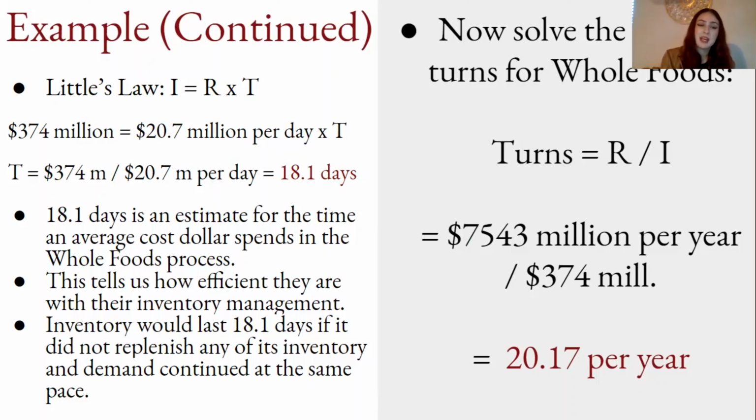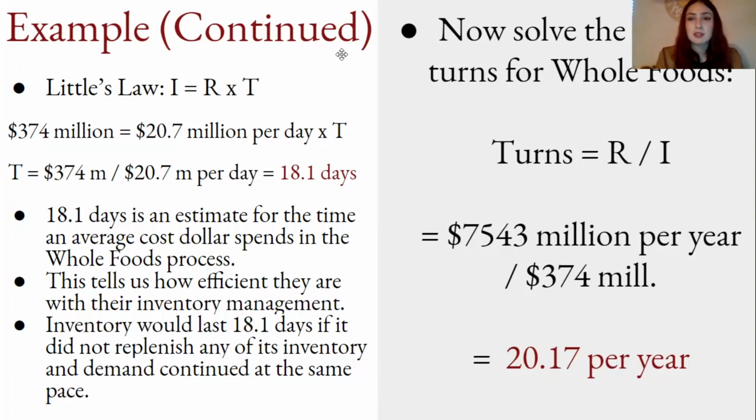It means that it took 18.1 days, as an estimate, for the time an average cost dollar spends in the Whole Foods process. So inventory would last 18.1 days if they did not replenish any of its inventory and if demand continued to stay at the same rate. What it also tells us is how efficient Whole Foods is with their inventory management and how fast they can get things through the process.